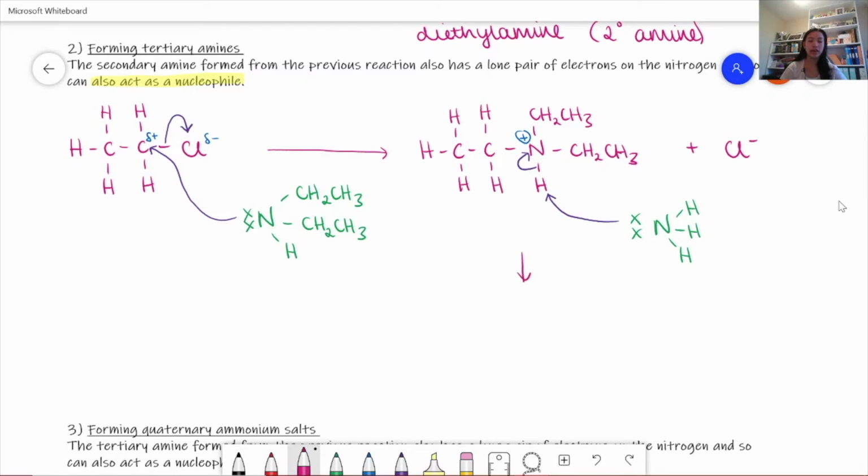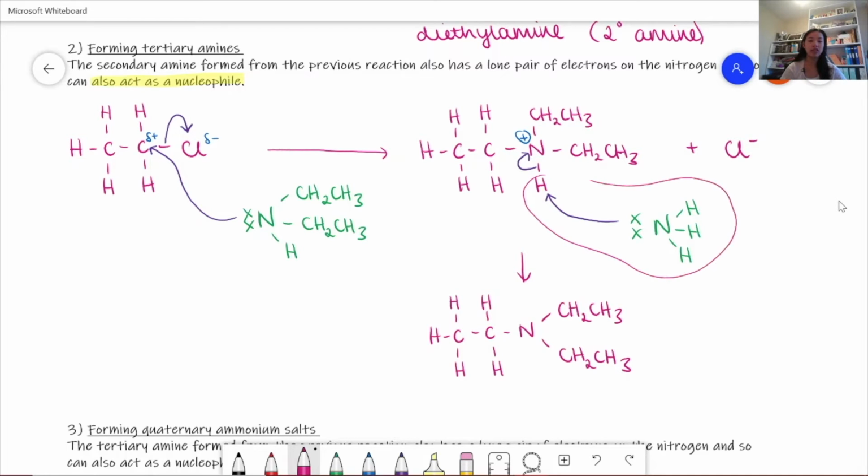What we get is CH3, and then CH2, and then we have nitrogen with two ethyl groups on it. And again, the NH4+ is formed from this bit here, from the nitrogen donating the electrons to the hydrogen to form a bond with it. That NH4+ reacts with the Cl- to form NH4Cl.